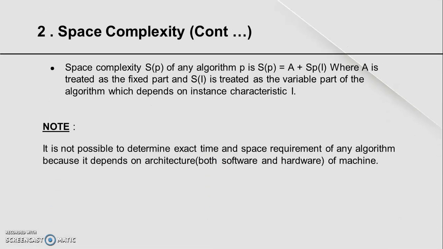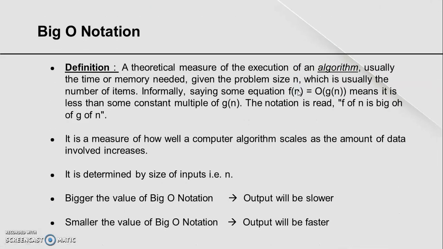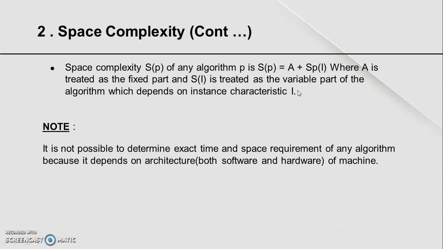And next, over here we have a mathematical denotation of that. So space complexity requirement is A plus S_P of I, where A is treated as the fixed part and S of I is treated as the variable part of the algorithm, which depends on the instance characteristic I. At a particular instance, what are the static requirements and what are the dynamic requirements? So that is finally our space requirement. Note: it is not possible to determine the exact time and space requirement of an algorithm because it depends on the architecture, both software as well as hardware of the machine.